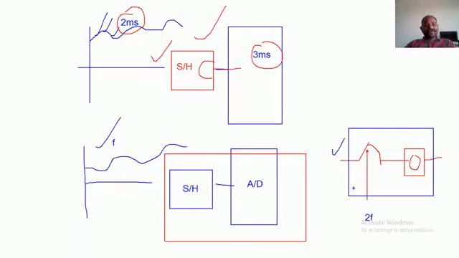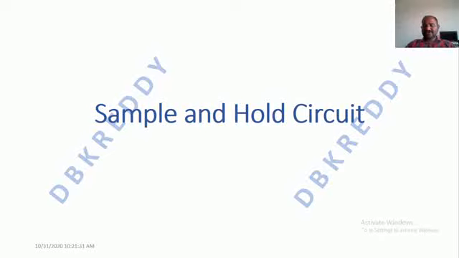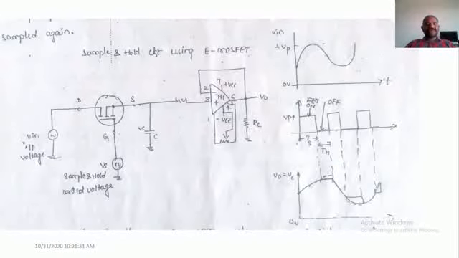Now let us go for the explanation of the sample and hold circuit. This is a brief explanation. Let us see the circuit diagram explanation of the sample and hold circuit. As I told you, we should have one storage element as well as one switch. That is a switch followed by the storage element. That is nothing but the sample and hold circuit.